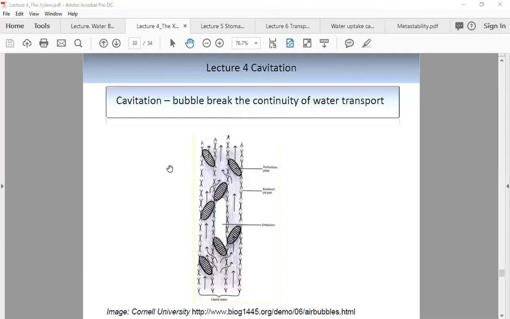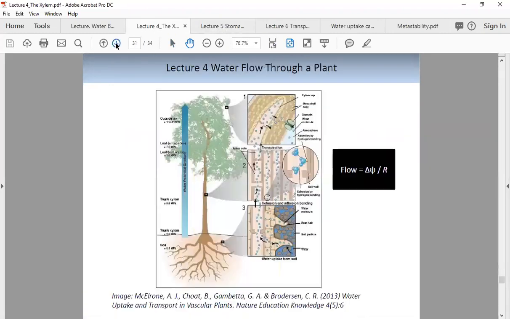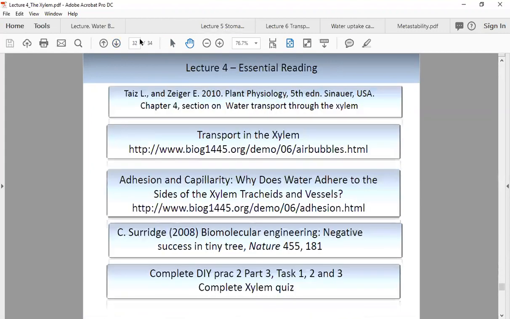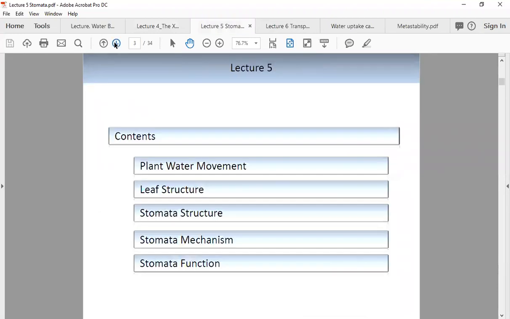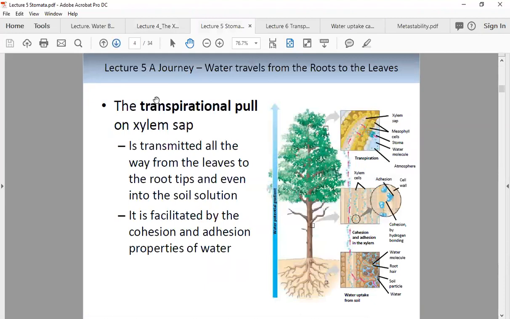All right, enough on cavitation, as interesting as it is. All right, so I think that's enough there. Yeah. All right, we'll leave that there and move on to, so this was lecture 5, stomata. Okay, this is the slide that I was after.